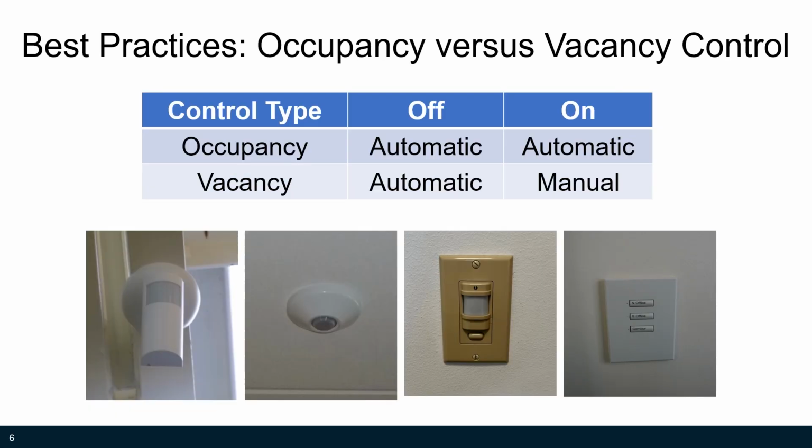Let's start by clarifying the difference between occupancy and vacancy controls. Both strategies reduce or turn off lighting when a space becomes unoccupied. Where they differ is their on control. Vacancy controls require that lights be manually turned on, typically by the press of a low-voltage push button like shown here on the far right. Occupancy controls automatically turn lights on, typically either to 50% or full brightness.